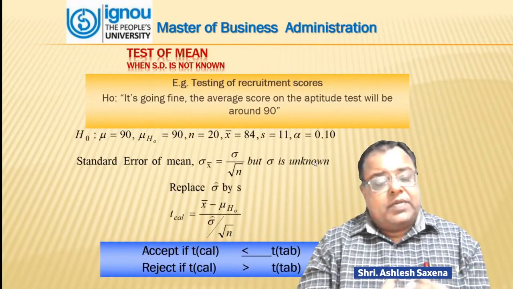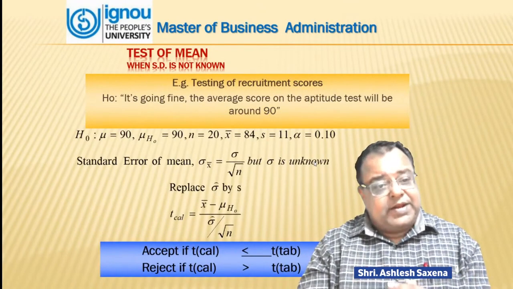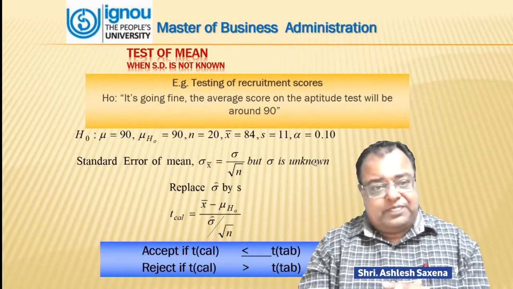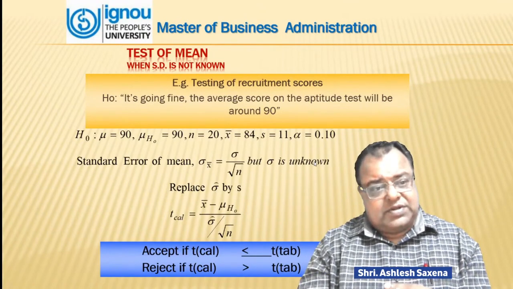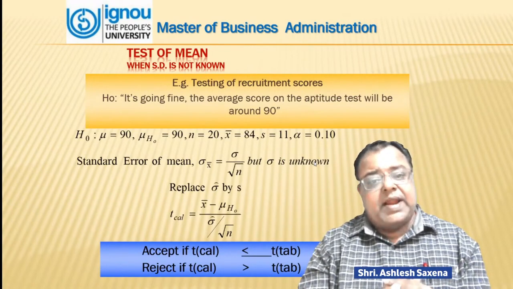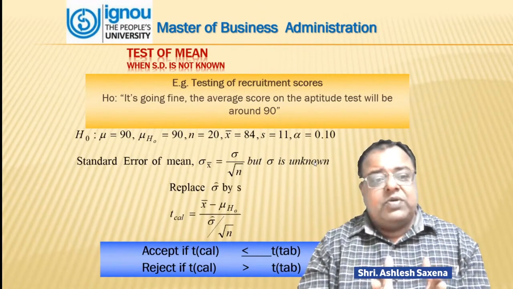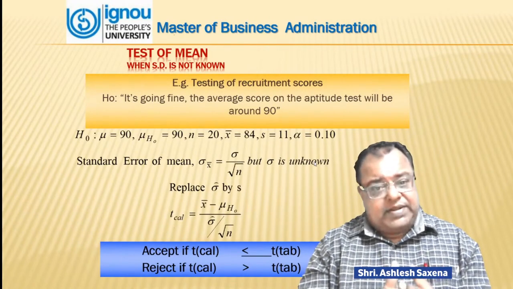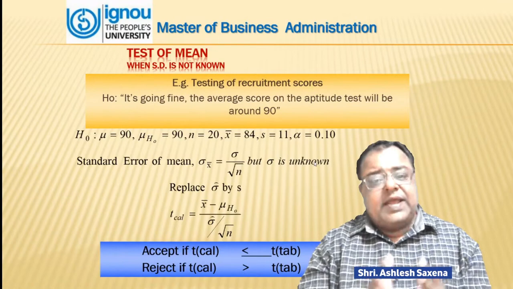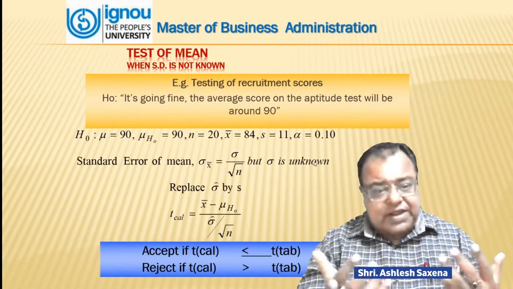Now, we are testing the mean when SD is not known. Example, testing of recurrent scores. As of now, it is going fine. The average score that is produced will be around 90%. That means we can say that H naught is mu equal to 90, and mu H naught will be 90. N is 20, X bar is 84, S is 11, and alpha is 0.1. All these values are given in the problem.